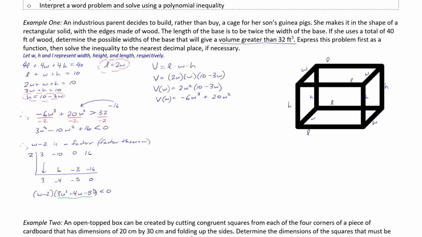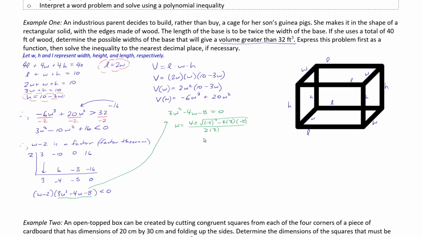So what I'm going to have to do here is come up here and say that basically I want to find these zeros. So 3W squared minus 4W minus 8 is equal to 0. And because I can't factor that, I'm just going to go straight into the quadratic formula. So W is equal to negative B, so 4, plus or minus the square root of negative 4 squared minus 4A, which is 3, times C, which is negative 8, all over 2 times 3.